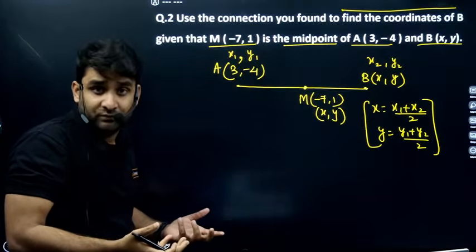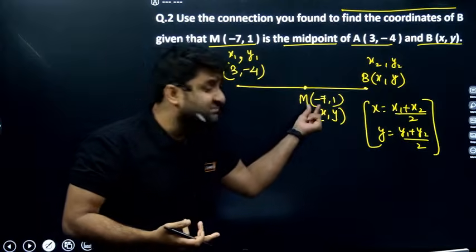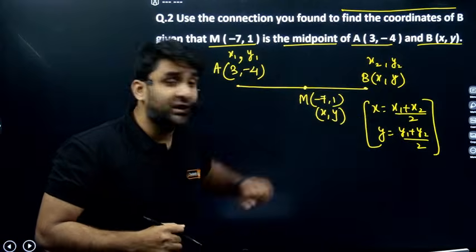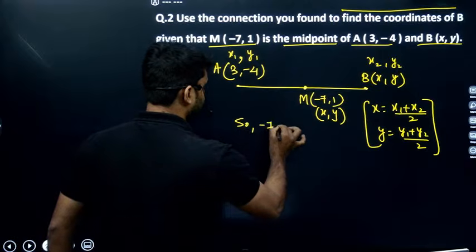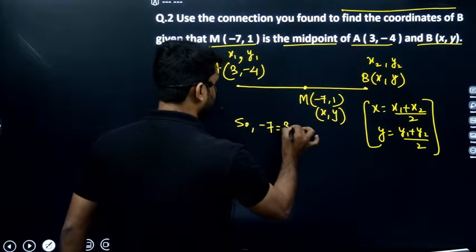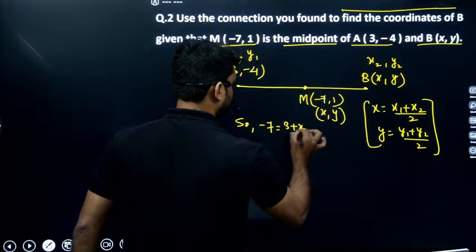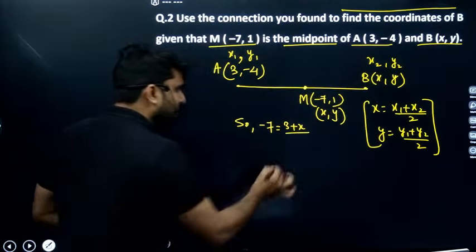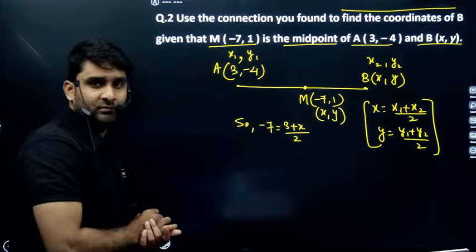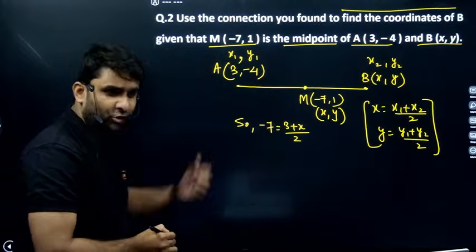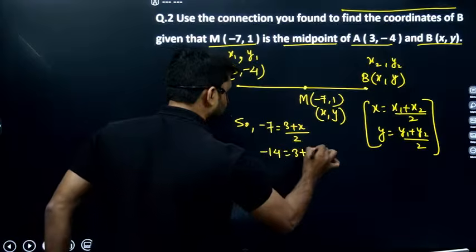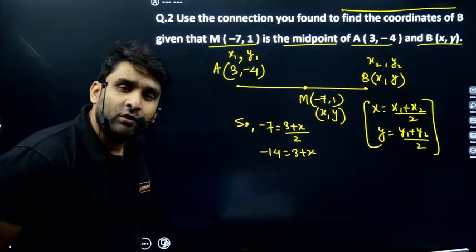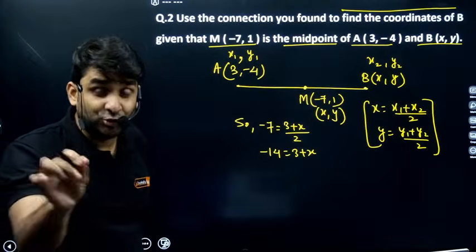we know the coordinates of the midpoint, which is minus 7. So x is already given to you. So let's use it. Minus 7 is equal to x1, which is 3, plus x2, which is x, unknown, divided by 2. Now, basic calculation, cross multiplication, 7 twos are 14, minus 14 is equal to 3 plus x. What are we looking for? We are looking for x.